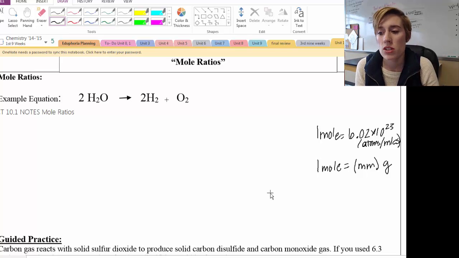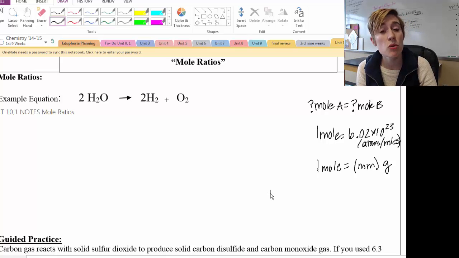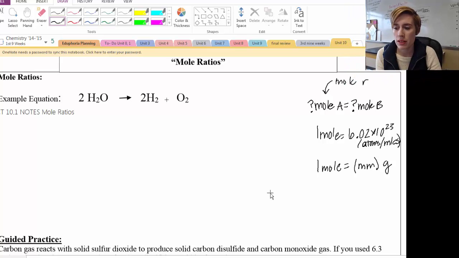We're going to learn a new one. It's called a mole ratio. And a mole ratio will tell us how many moles of one substance will equal how many moles of another substance. I'm going to put question marks here because this is one of the conversion factors we actually have to find these numbers for. They're not given to us. So this is what is known as a mole ratio, and I'm going to walk you through exactly how we set that up and how we use it, okay?